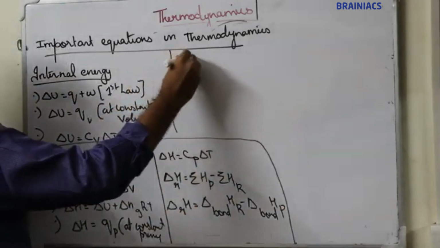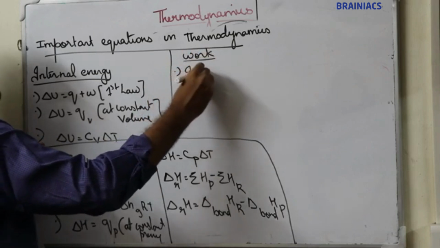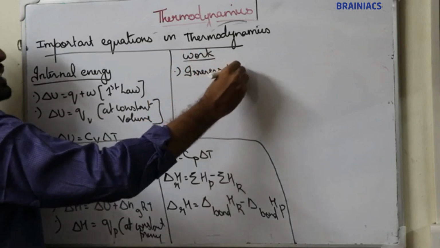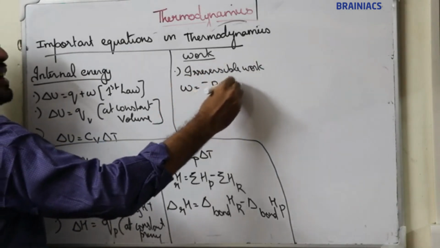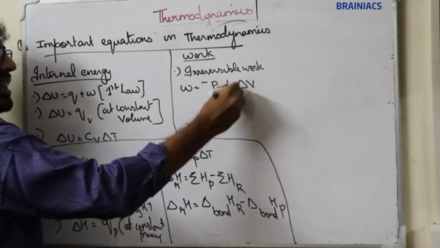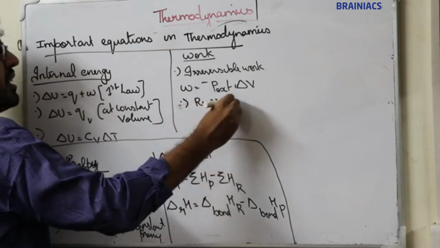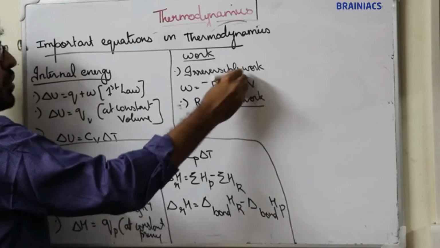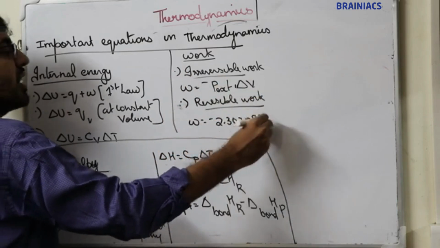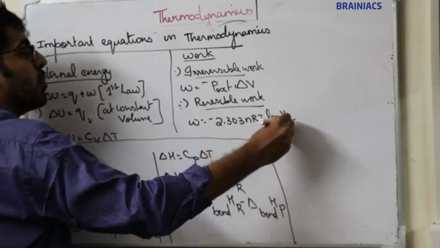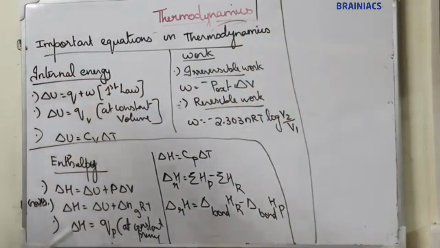Now for work, there are two types of work, reversible and irreversible. Irreversible work, W is equal to minus P external into delta V, right? And for reversible work, we studied one equation, W is equal to minus 2.303 nRT log V2 by V1, right? We have discussed this equation.